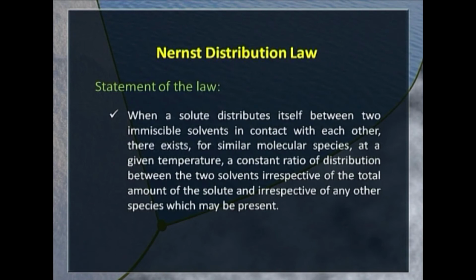The statement of the law. When a solute distributes itself between two immiscible liquids in contact with each other, there exists for similar molecular species at a constant temperature a constant ratio of distribution between two solvents irrespective of the total amount of the solute and irrespective of any other species which may be present.